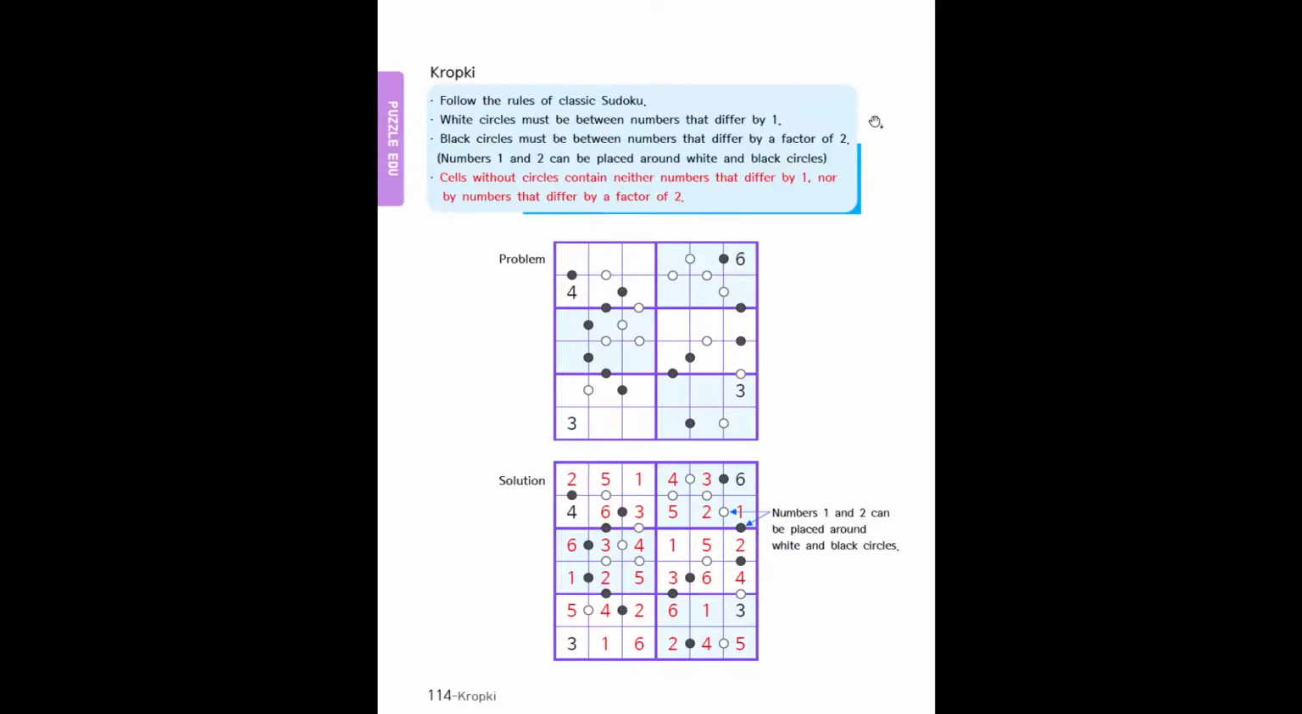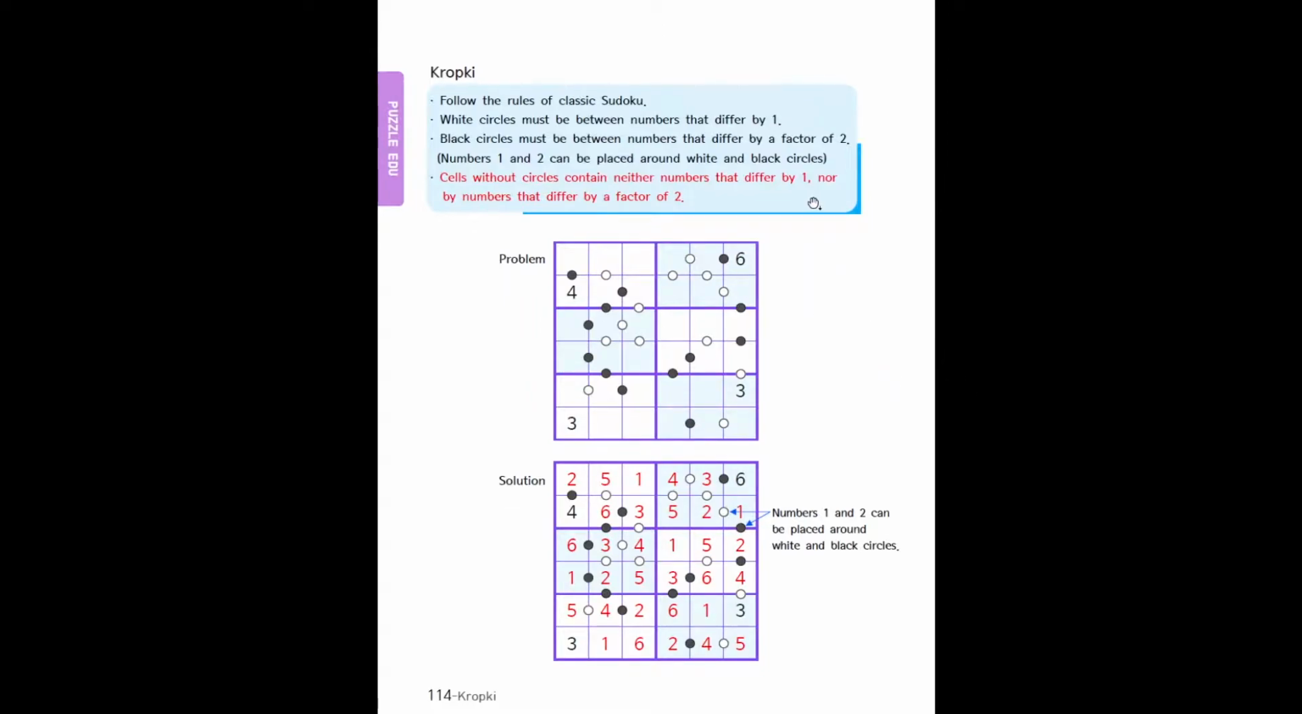The second rule is that black circles must be between numbers that differ by a factor of 2. This means that for the two numbers that are around any given black circle, you should be able to multiply one of them by 2 to arrive at the other number. For instance, such pairs would be 1 and 2, or 2 and 4, or 3 and 6.